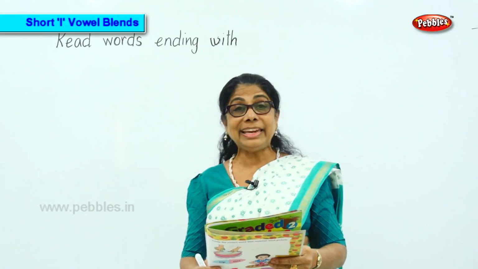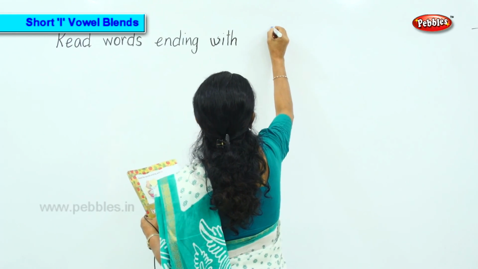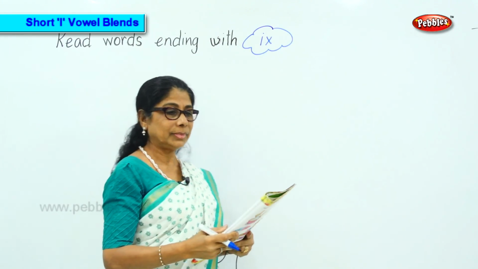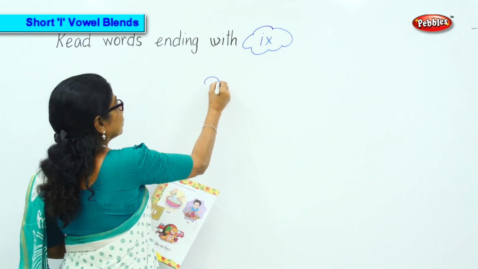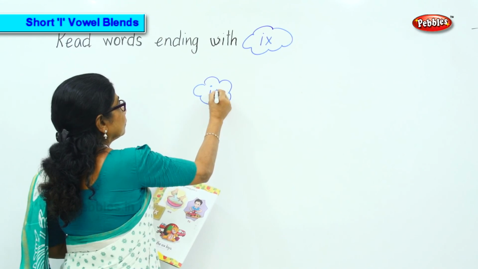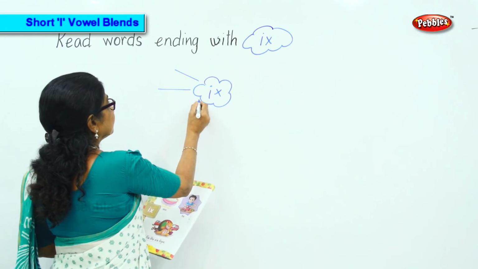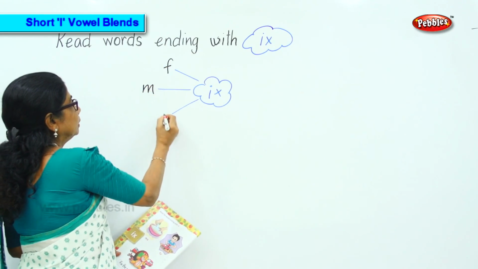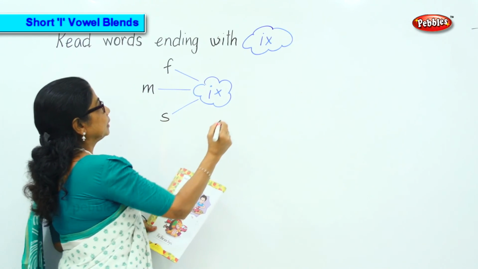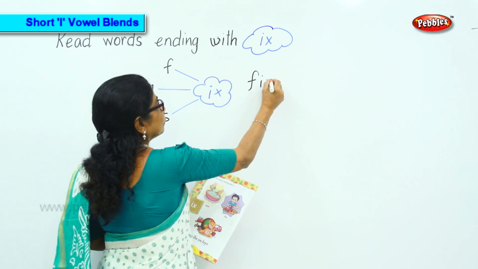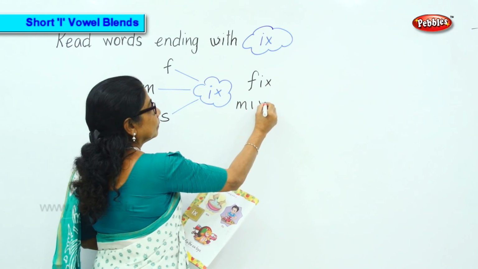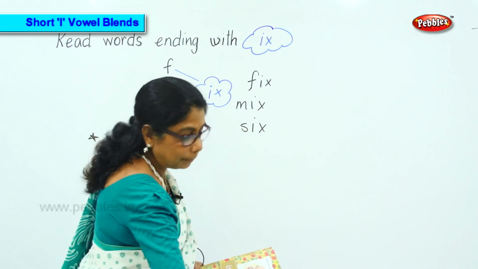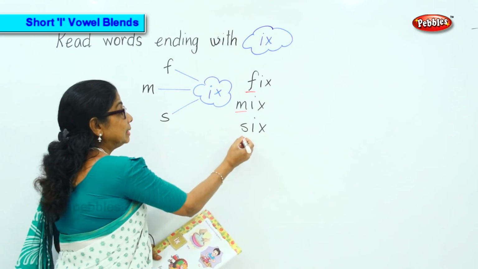Reading words ending with IX. Okay? So we have fix, mix. You mix things, and you have six. So that will be fix, mix, six.